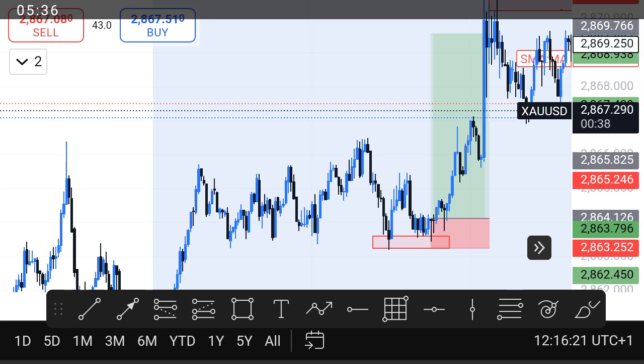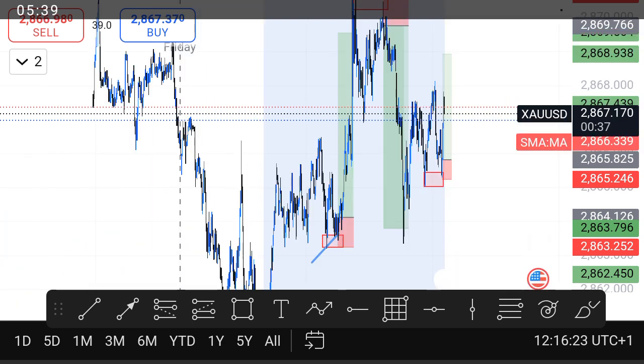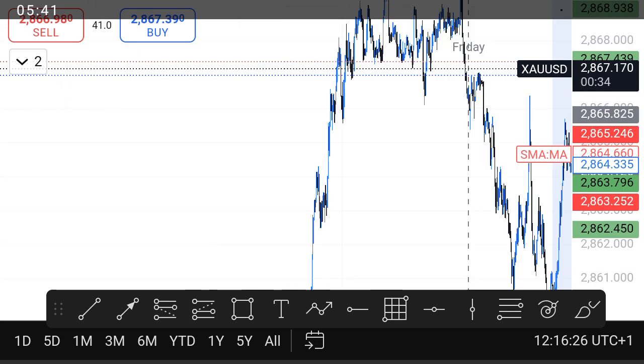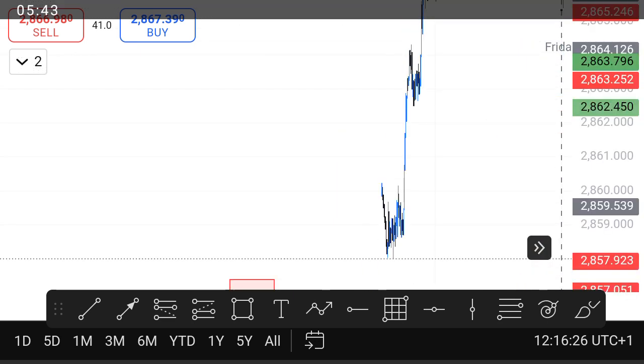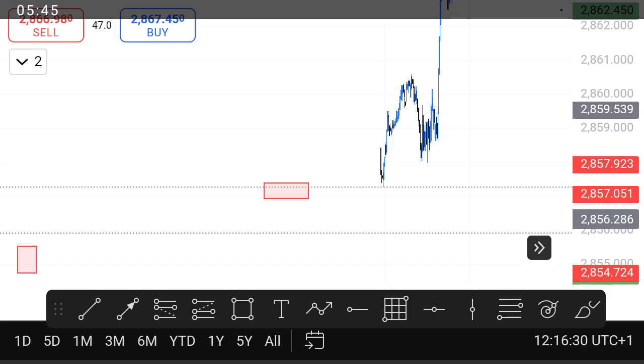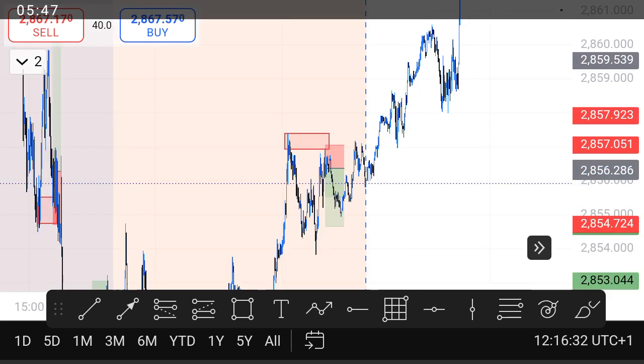So let me just show you. This is just trade for today. Let me show you some trade I took yesterday. You can see gold have been buying massively, guys. Gold have been buying. So let me just show you some trade I took.